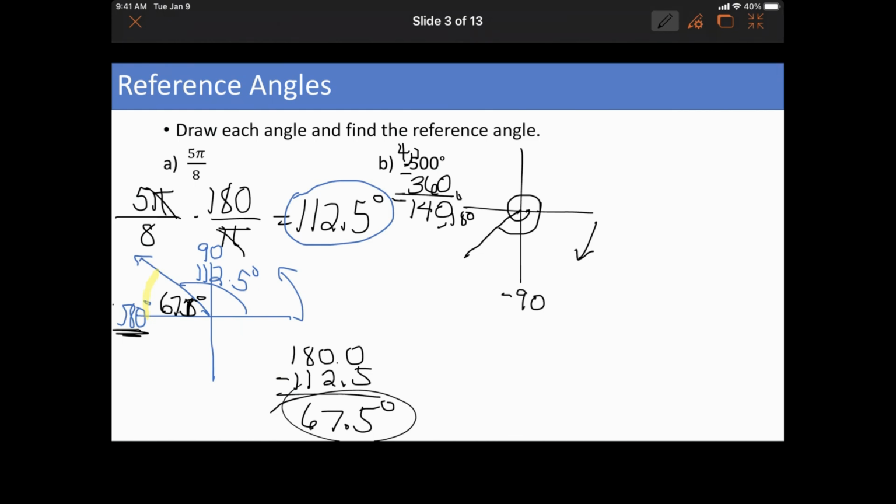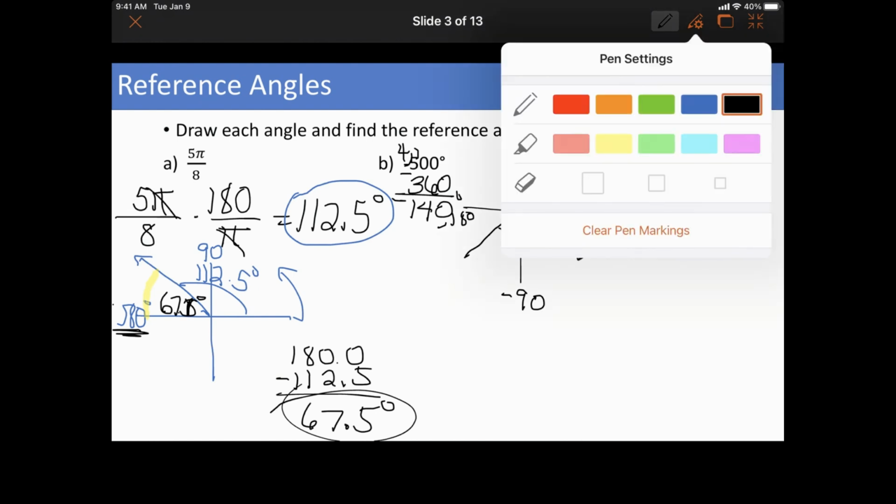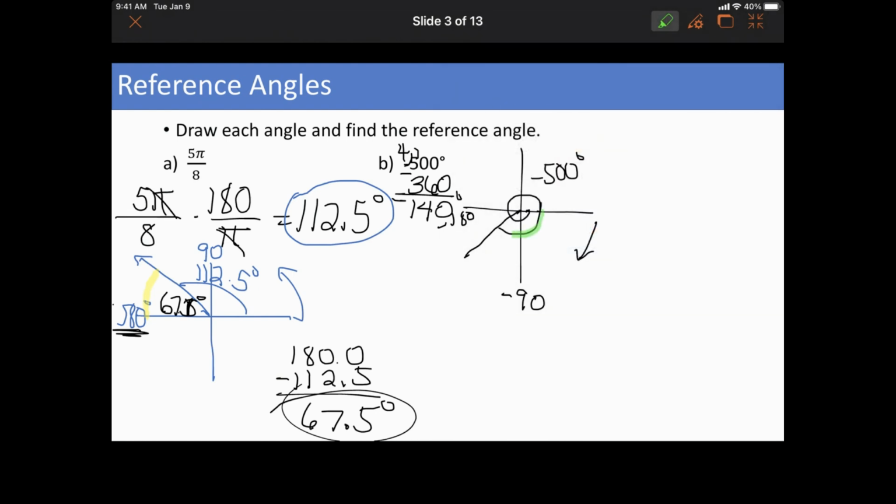So this full thing is negative 500. From here to here, just that after the first full rotation, this part is 140. Now again, since it's 180 here, you're going to subtract 140 from 180, and that's going to give me 40 degrees. And you're going to say, Ms. Mendoza, why isn't it negative? Because I said the reference angle is always positive. So here it's just 40.